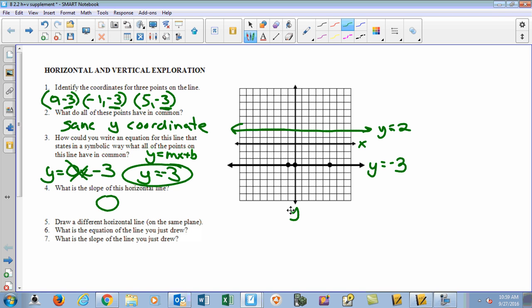So again, what's the slope of that line? What's the slope of this line? 0. It's still a horizontal line, right? So the slope is still 0. It's just on a different point. All horizontal lines have a slope of 0, no matter what you write. Okay?